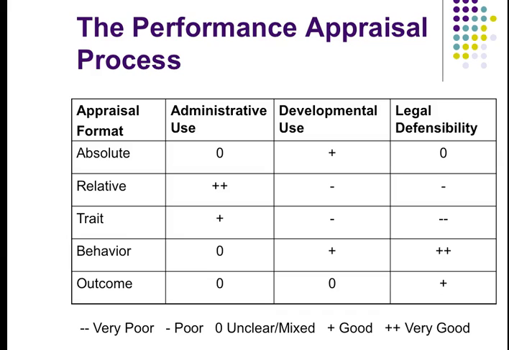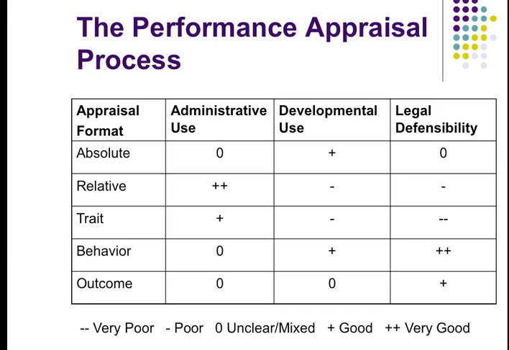And then if you're choosing between trait, behavior, and outcome, you can see, again, trait measures are really easy to use, but they're not good for developmental purposes, and they have real problems when it comes to legal defensibility. Because people can't change their personalities, it makes no sense to use trait measures to tell people about their performance, because they can't change it, right? So why would you hire them in the first place?